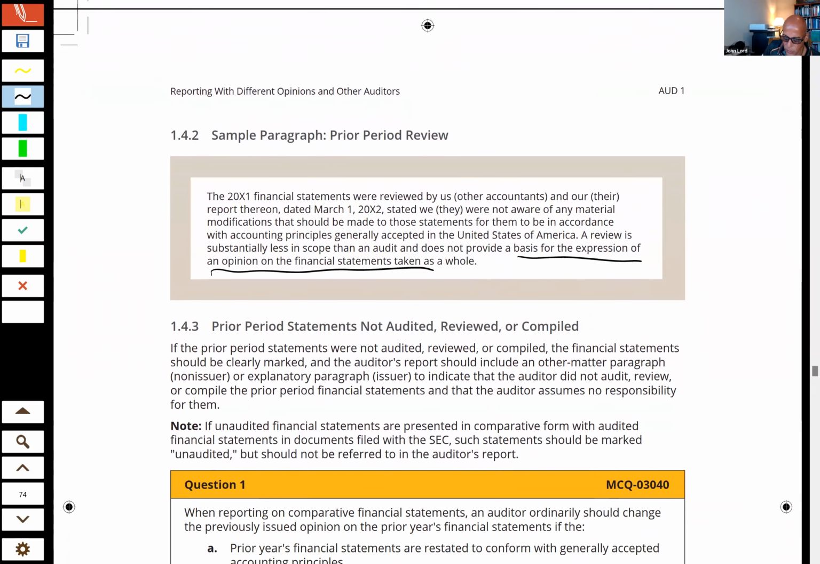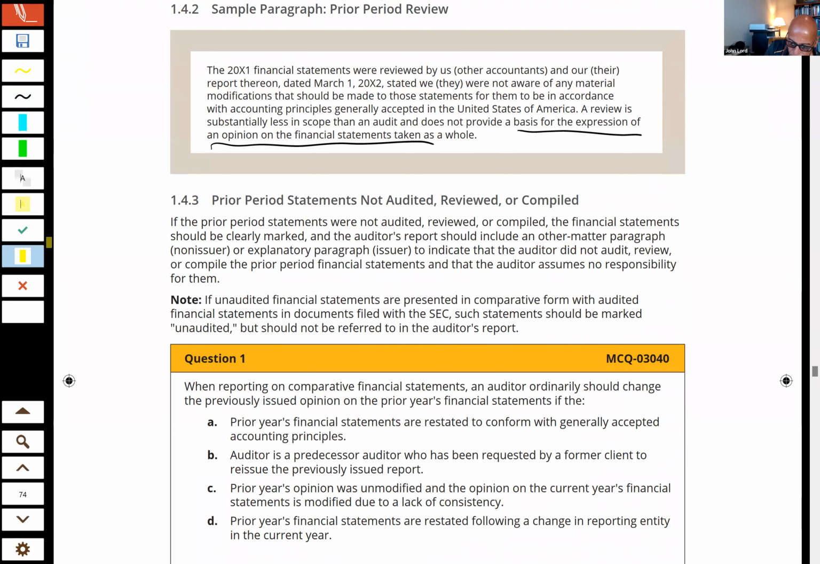Okay, now what happens here? If the prior period statements were not audited, compiled, or reviewed, so 20x1 is audited, 20x0 is nothing. There was no involvement with an accountant of any sort. I said accountant, third party, independent accountant, okay? And there's nothing, same sort of thing. You would say, hey, the other statements were not audited, compiled, reviewed, nothing. You don't call out another level of service because nothing was done. Same basic concept.